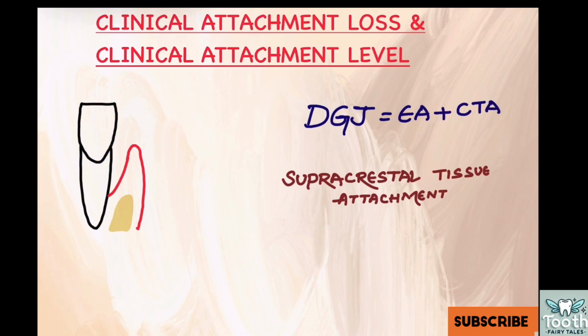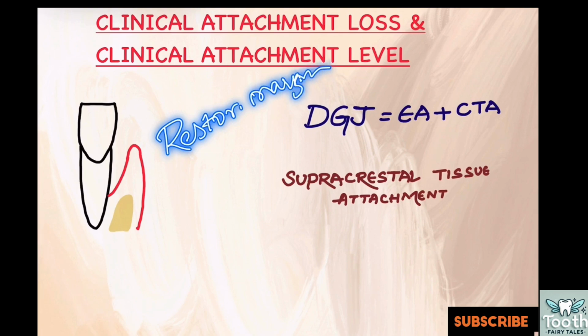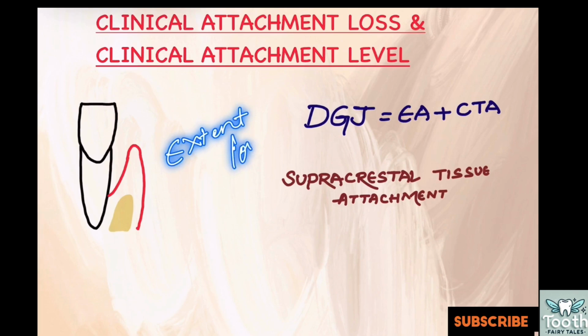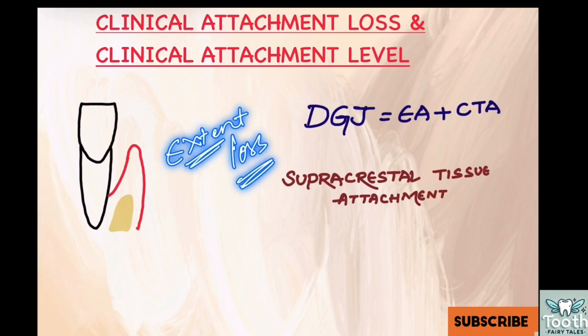If the cemento-enamel junction is not visible, like if it is worn or if it is covered with a filling, we can use another fixed point such as restorative margin, like a filling edge. So why do we measure the clinical attachment loss? It helps us to understand the extent of the tissue loss due to the disease.